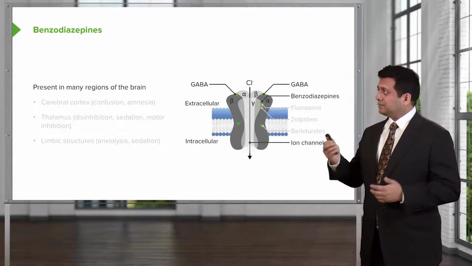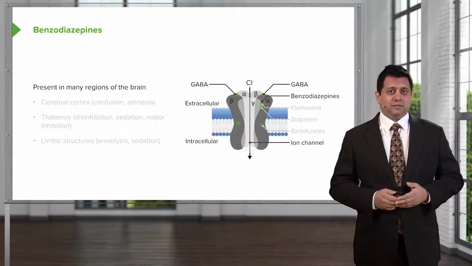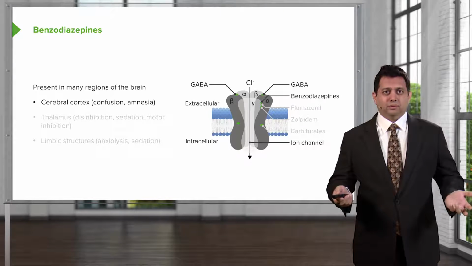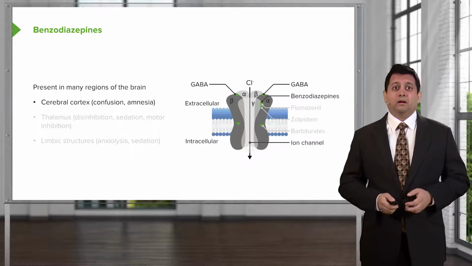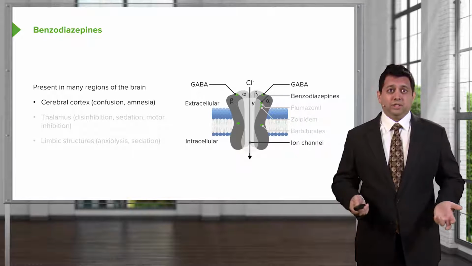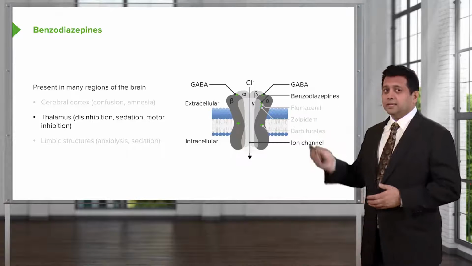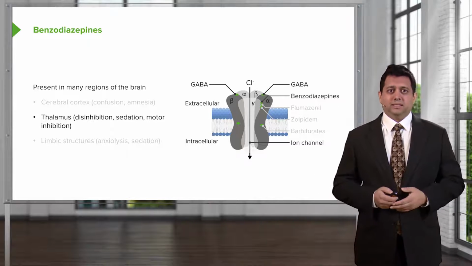Let's start off with the benzodiazepines. So the GABA receptor that responds to benzodiazepines is present in many regions of the brain. It's present in the cerebral cortex, and in the cerebral cortex, benzodiazepines can cause confusion and amnesia. It's present in the thalamus, and this is where you have disinhibition, sedation, and motor inhibition, because that's what the thalamus does after all.